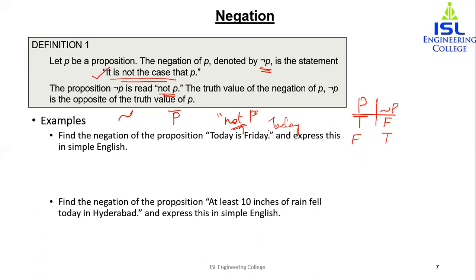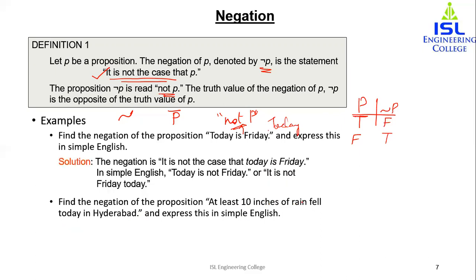The next statement: find the negation of the proposition "at least 10 inches of rain fell today in Hyderabad." The negation of this statement will be "at least 10 inches of rain did not fall in Hyderabad," or it is not the case that 10 inches of rain fell today in Hyderabad.